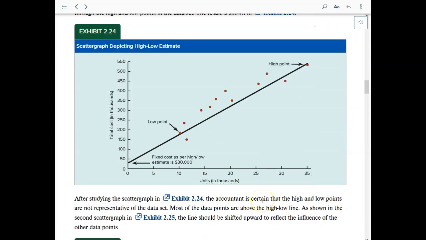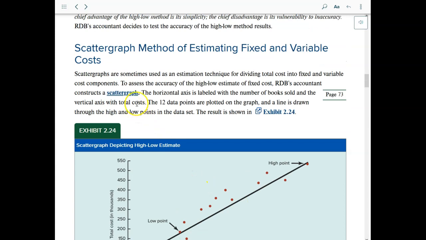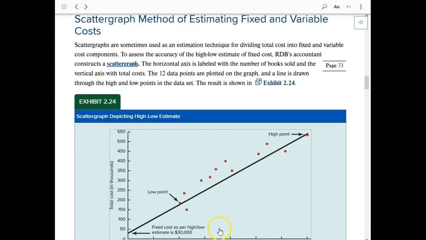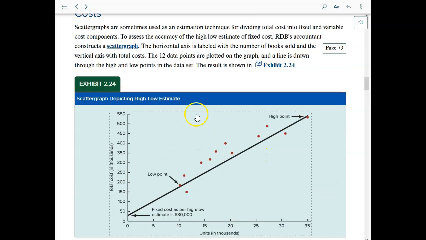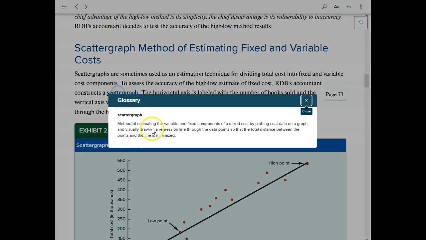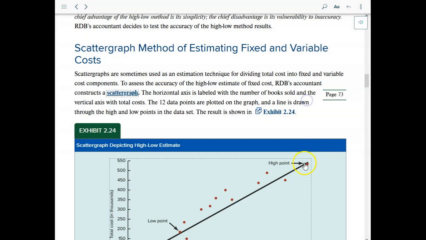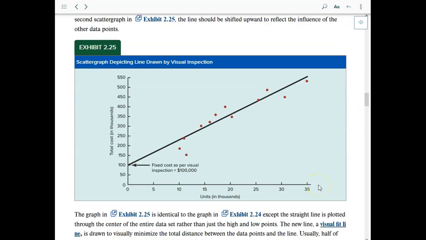This graph here, this is a scatter graph. All those points, when you're looking at units and dollars, you plot these in and just draw a line through here. I'm not going to have you do that on the test. Just know what a scatter graph is. Just click here, method to estimate variable and fixed cost by plotting cost on the data, drawing a line. You're not going to have to do it, just know what it is. There's another one.